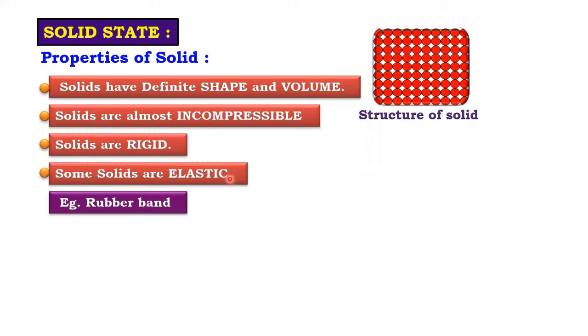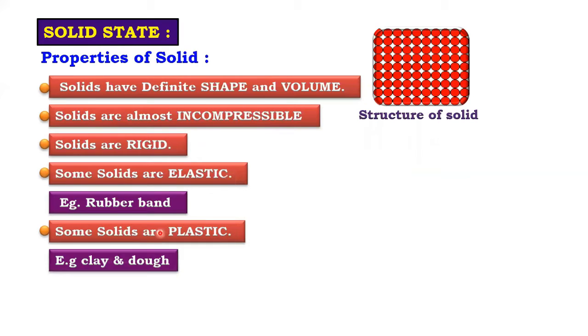Okay. Some solids are plastic. Okay. What is the property of plasticity? So plasticity is a property of solids where when you apply force to an object, the shape of the object will change, and even after you remove the force, the shape will remain the same. वो उसी shape में रहेगा, वापस अपने original shape में नहीं आएगा. Example of that is clay.